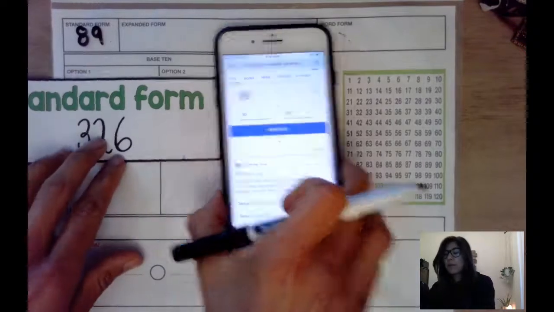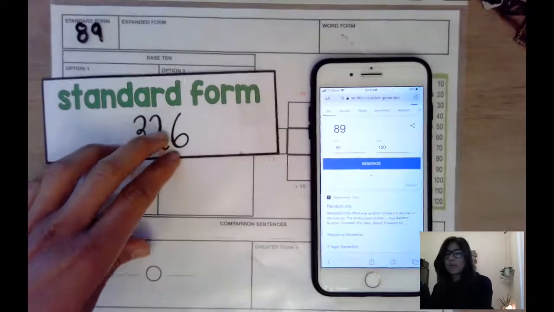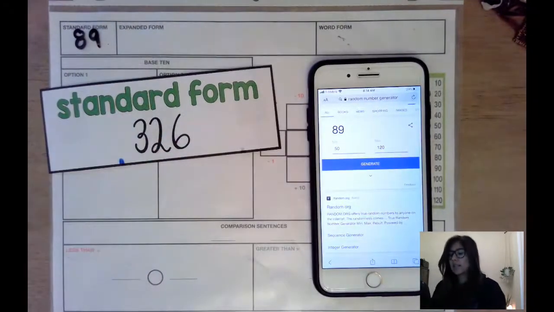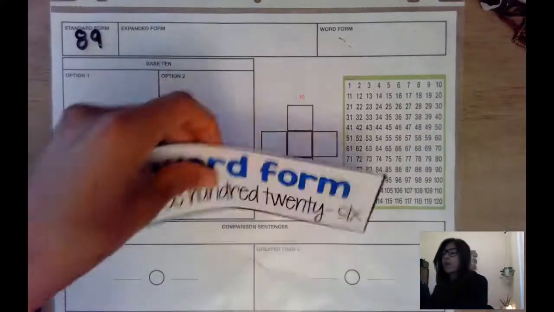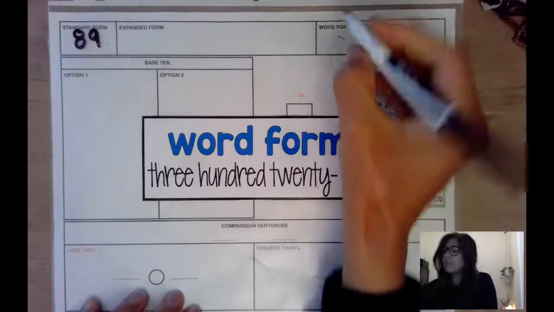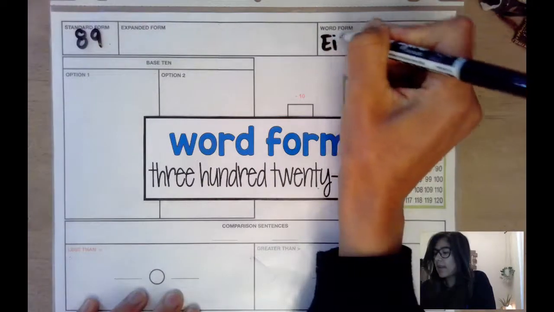If you remember, standard form is when you represent the number using digits. So now I ask you, how many digits are in the number 89? 2. And what are they? 8 and 9. So now we're going to write the number using word form. 89.